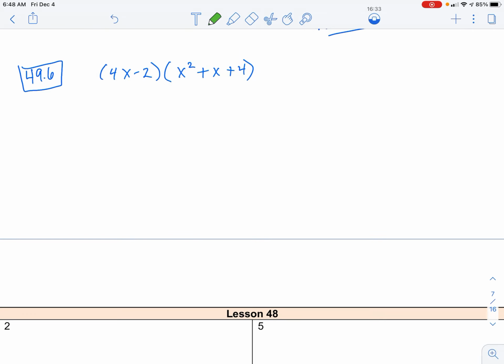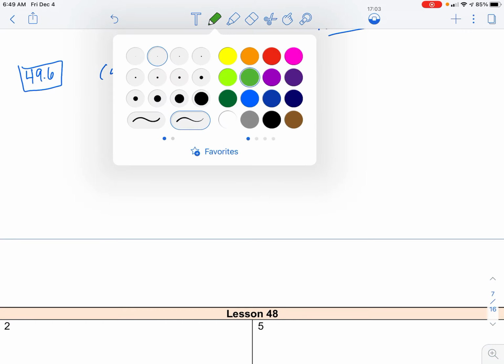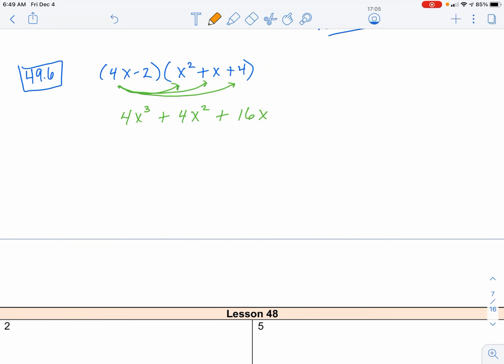I'm going to take 4x. Remember, I can't say it enough: every term in this binomial has to be multiplied with each and every term in the trinomial. Okay, so I'm going to start with the 4x. 4x multiplied with x squared is 4x to the 3rd power. 4x times this x, positive x, is going to be plus 4x squared. 4x times 4 is 16x. It's positive.